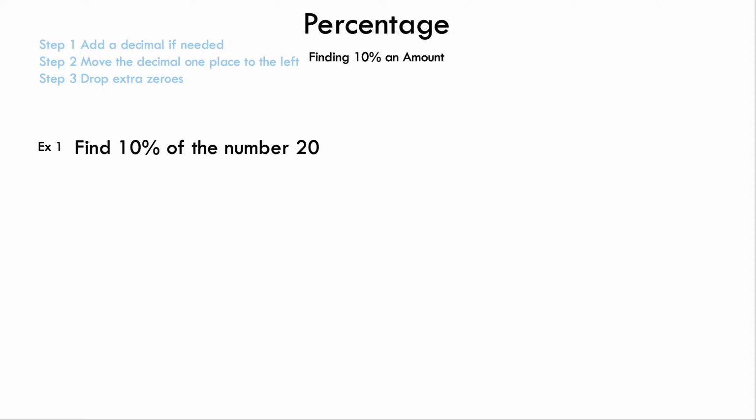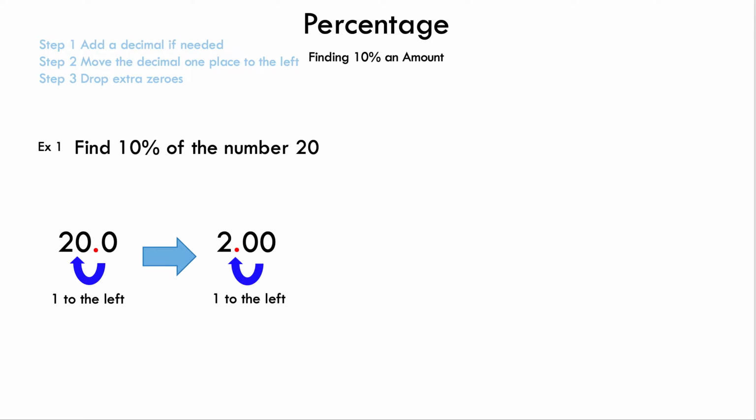Now let's read the question. Find 10% of the number 20. We're going to go ahead and rewrite 20 with a decimal point and an extra zero to help us figure out the answer. And now we're going to move the decimal point one place value to the left, and now that number becomes 2.00. We're going to go ahead and drop the extra zeros in our answer, so our answer is just 2. Now you can also write 2.0 as your answer.